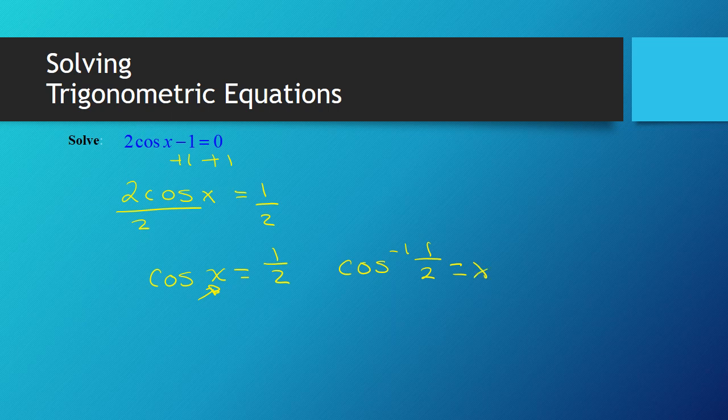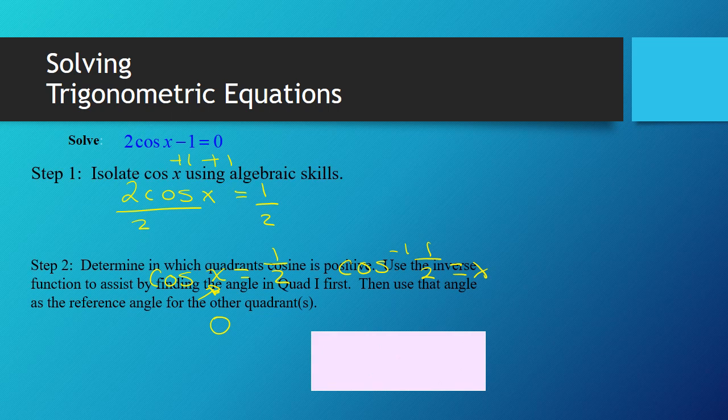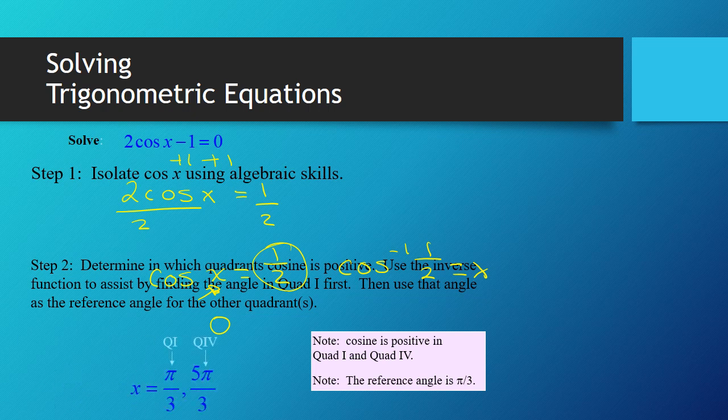So we get, in quadrant 1, okay, cosine is positive in quadrants 1 and 4. So we have this positive 1/2. So we look in there, and the reference angle is pi over 3. So we go ahead and have pi over 3 and 5 pi over 3. Okay, next one.